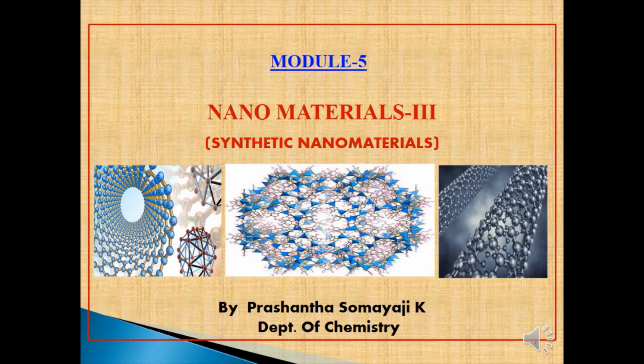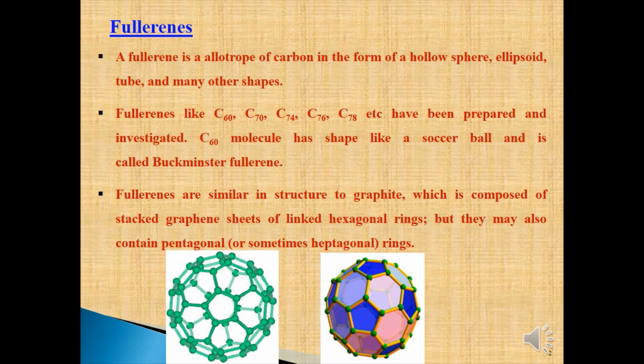Hello everyone, in this video lecture I will be discussing the preparation of some synthetic nanomaterials. So let us start with the fullerene. Fullerene is an allotrope of carbon in the form of a hollow sphere, ellipsoid, tube and many other shapes.